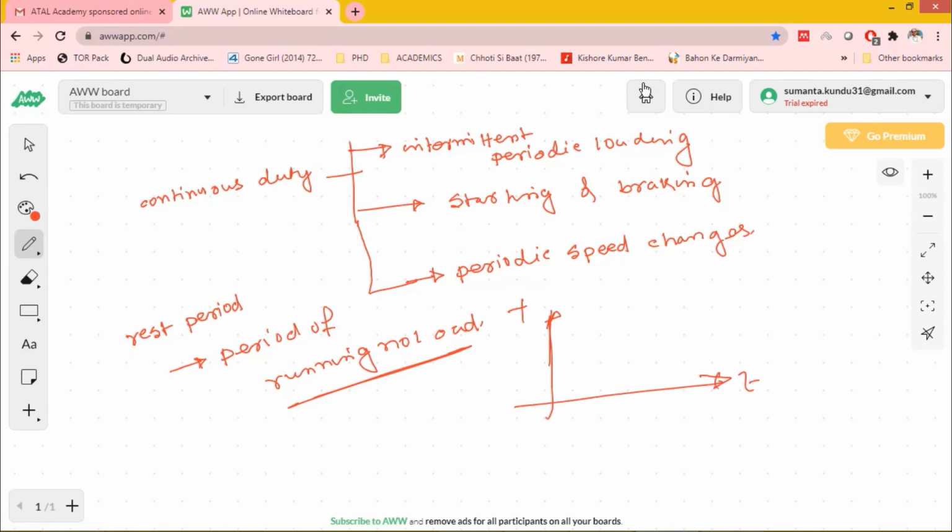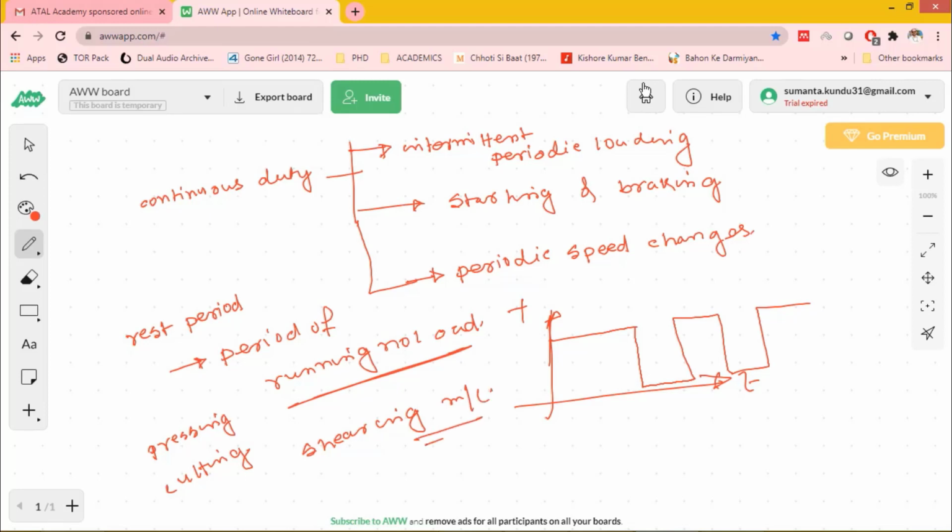So if we draw the torque versus time curve, there is a constant load running period and a no load period, and then again it repeats in this fashion. Examples of this are pressing, cutting, shearing and drilling machines. These are a few examples of continuous duty with intermittent loading.